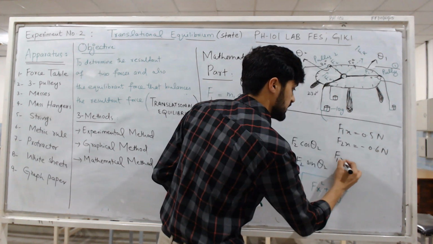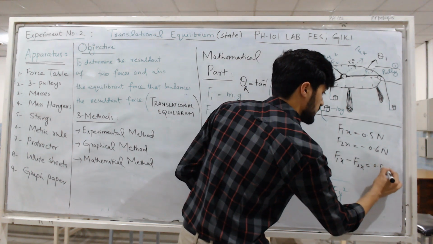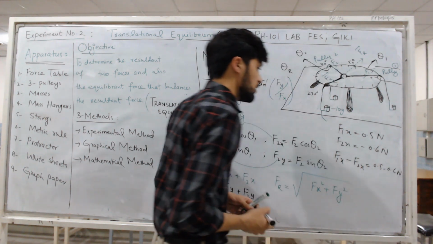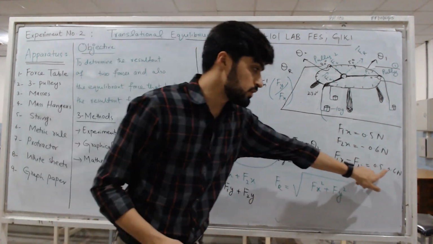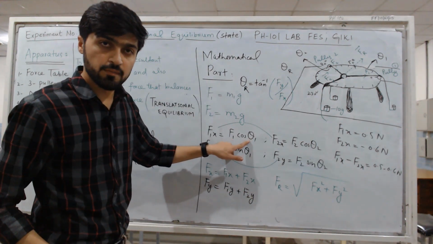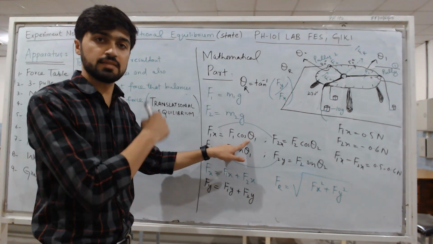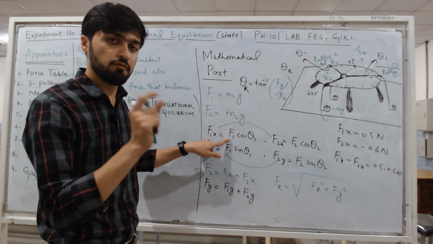You will be subtracting them. F1x minus F2x is equal to 0.5 minus 0.6. It is because F2x can be negative, so you will have to include the sign. Keep in mind, if this is, let's say, cos 120, cos is negative in the second quadrant, so it will give you a negative value.